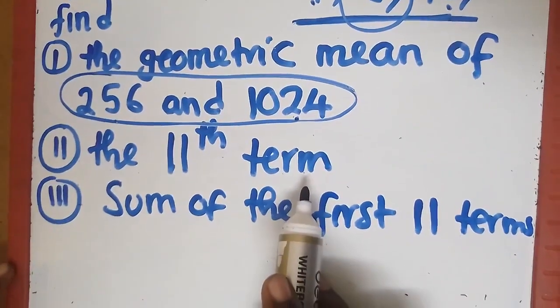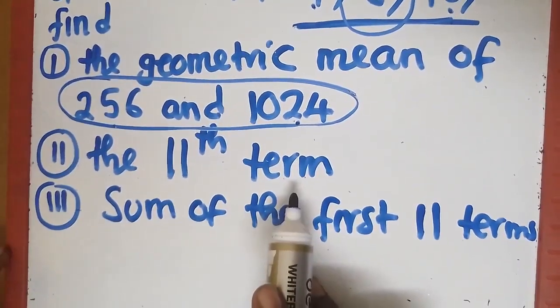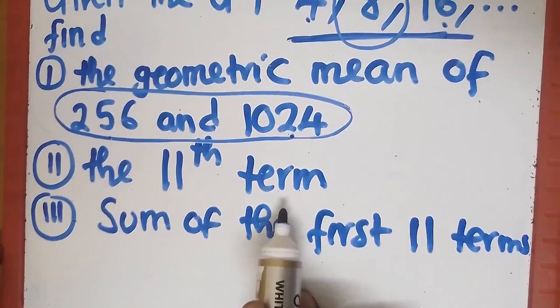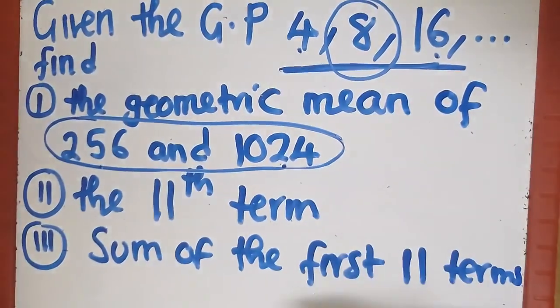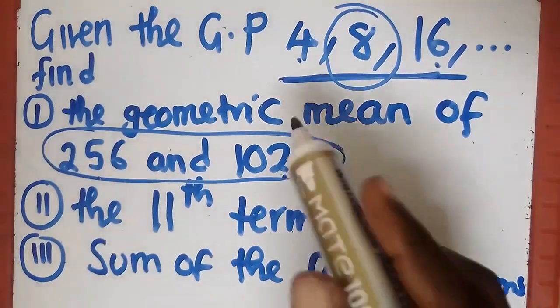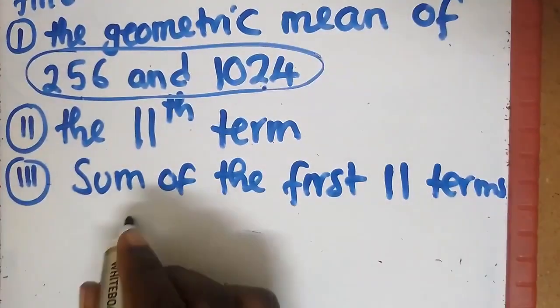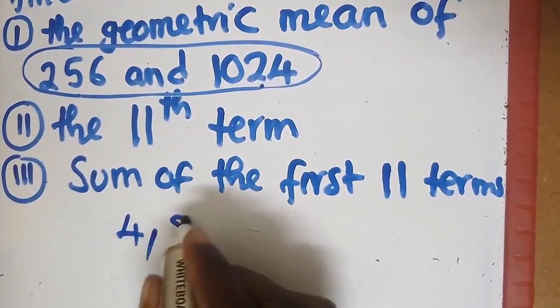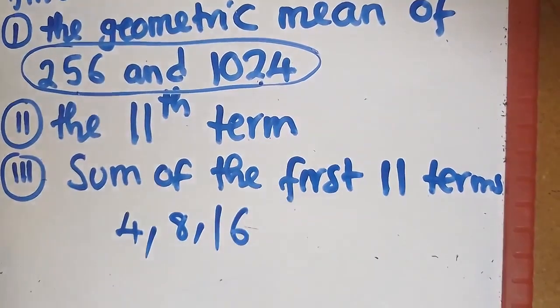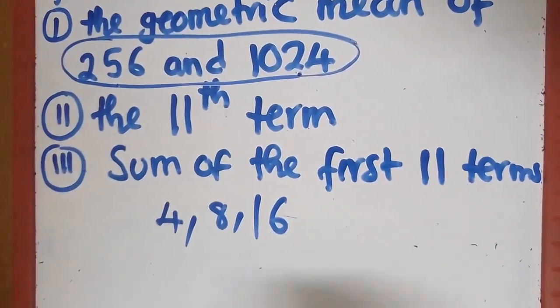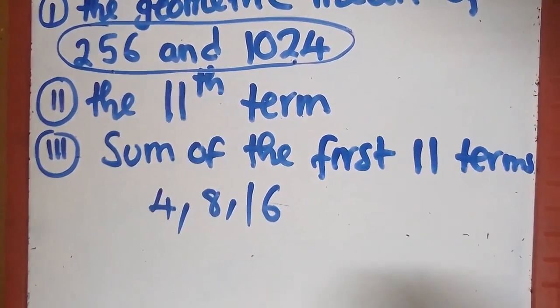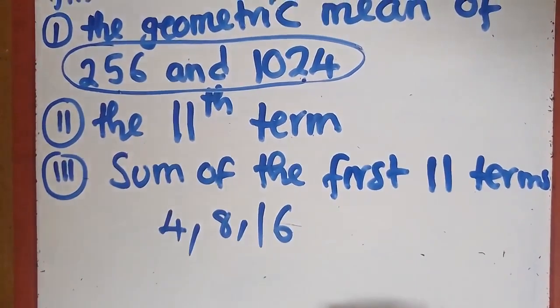11th term. So I'm told to find the 11th term. Now, which sequence should I focus on? I need to focus on that sequence. Have you seen? That is 4, 8, then 16, like that. That's how it is. So I'm told to find the 11th term. How can I find the 11th term?